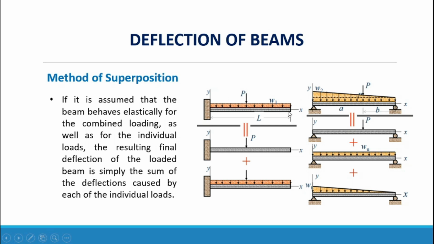This is the cantilever beam with a concentrated load and a uniform load at the same time. We will separate the concentrated load and the uniform load, and that's the method of superposition. In this diagram, we have a combination of three loadings: a concentrated load, a uniform load, and a triangular load.